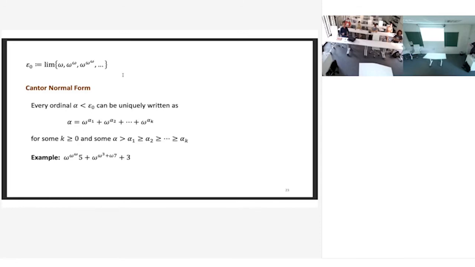Basically, you prove it by transfinite induction. The point is that first you find the greatest alpha one such that omega to alpha one is less than or equal to your ordinal alpha. And then you look at what's left. You find the smallest ordinal such that when you add it to the right. So on and so forth.